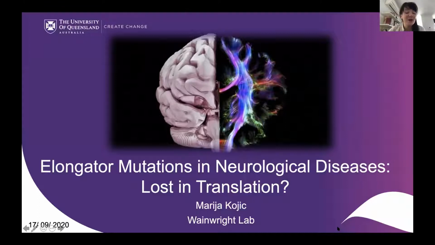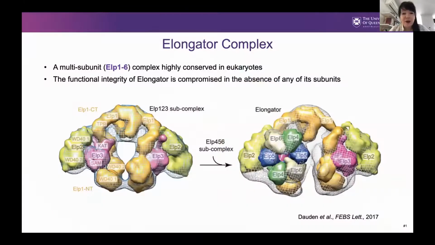So I'll tell you more about the Elongator complex. This complex is a translational regulator, and it's very important for neurodevelopment. Thus, mutations in its subunits lead to a wide variety of neurological diseases. So let me tell you more about the complex itself. This complex is highly conserved in eukaryotes.